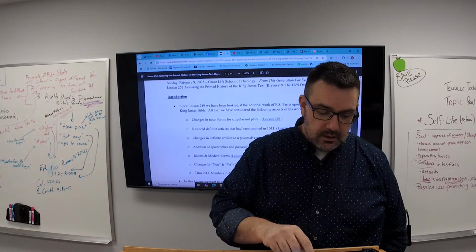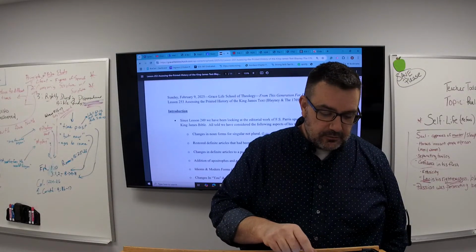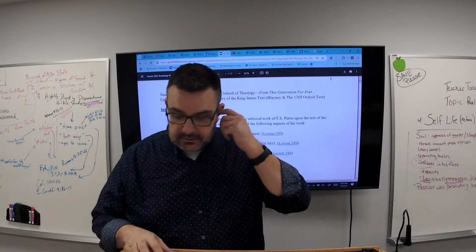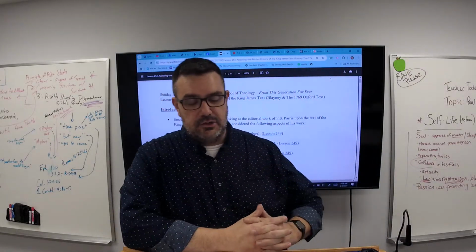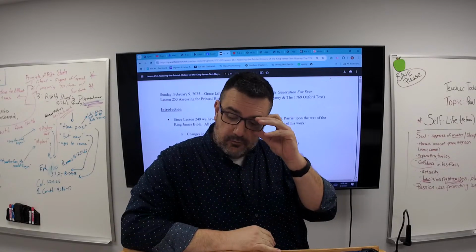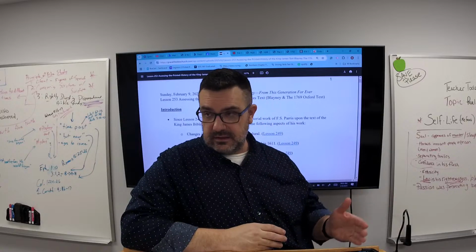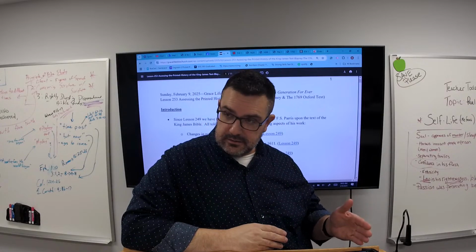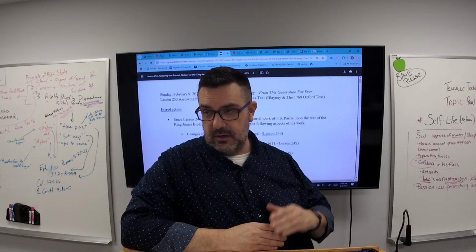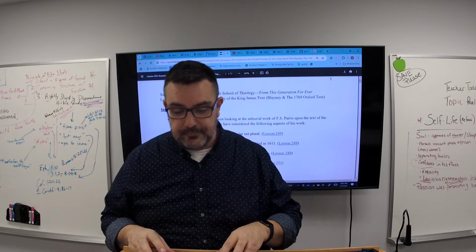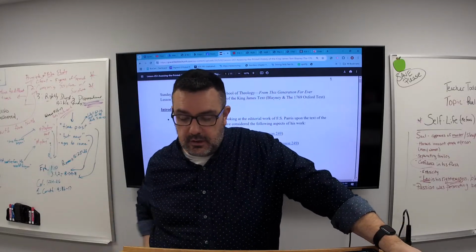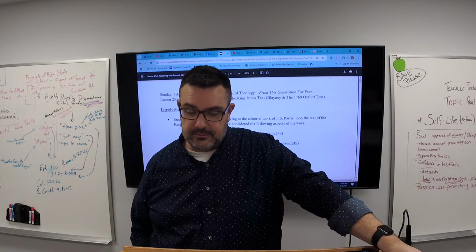So, all right, again, lesson 253, assessing the printed history of the King James text, Blayney, and the 1769 Oxford text. Let's get into the introduction. Since lesson 249, we've been looking at the editorial work of F.S. Paris, basically starting in lesson 249 through the bonus lesson that we did last time we had class two weeks ago. We've been looking at the editorial work of F.S. Paris upon the text of the King James Bible.